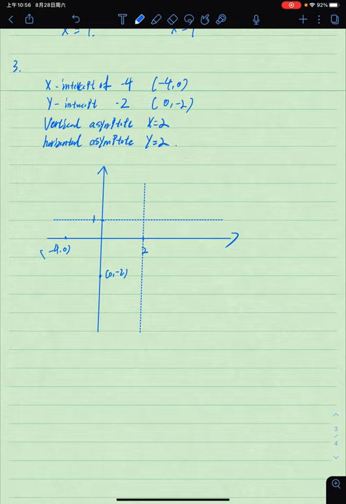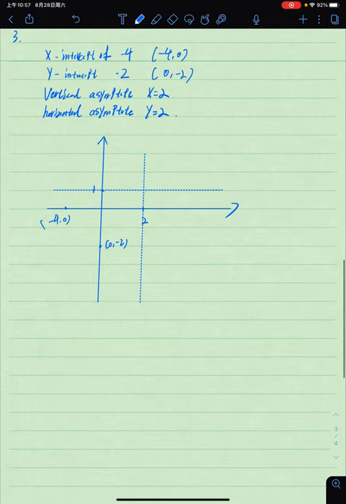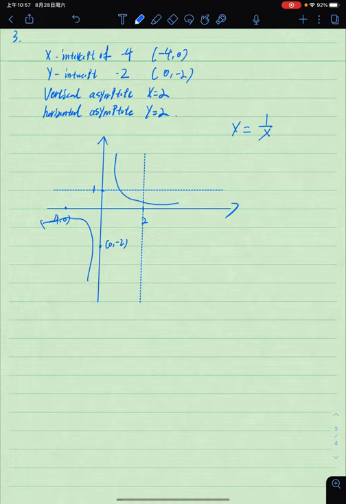So the vertical asymptote is x equal to 2, and the horizontal asymptote is y equal to 2. As for that, we should think about the asymptote being here, so the function should be an inverse function. The original function is y equal to 1 over x, which goes like this. It just moved its asymptotes from 0 to here. So we make an equation about that.